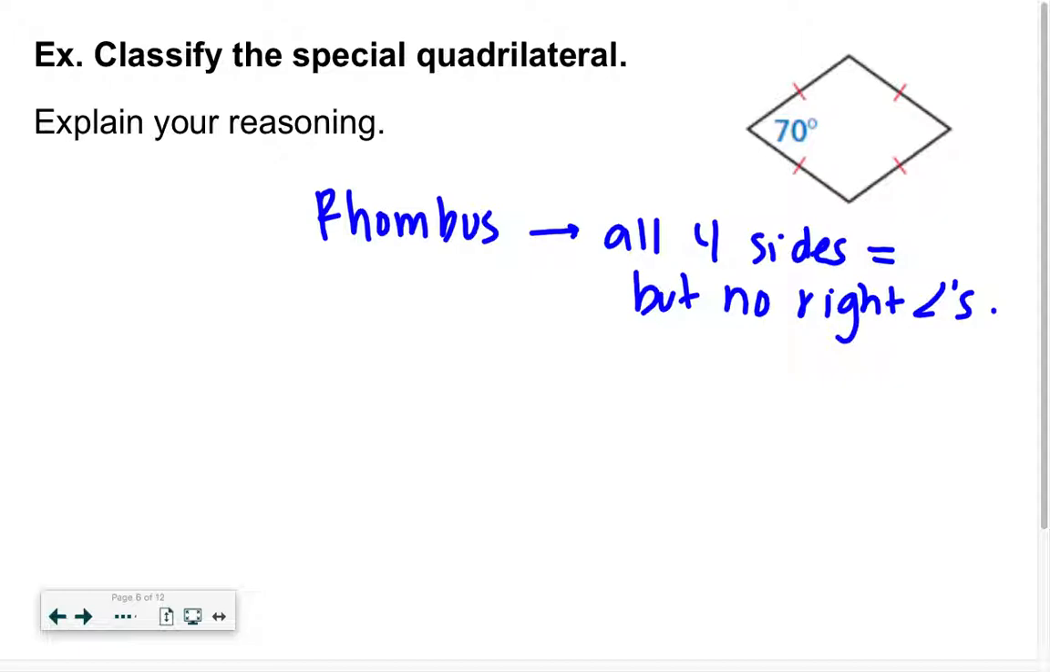And you will have some problems on your homework that are just like that. So you can't say something like, oh, it's a rectangle because it has right angles. Well, squares also have right angles, so why don't you think it's a square? Make sure you're putting kind of both facts in there. Very good.